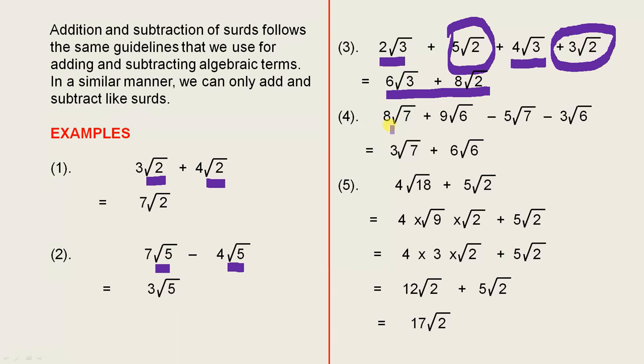Number 4, if we look at 8 root 7 minus 5 root 7. The reason I underline those two is because we have like surds here with the square root of 7 and also there. 8 take away 5 gives us 3, so that part is 3 root 7.